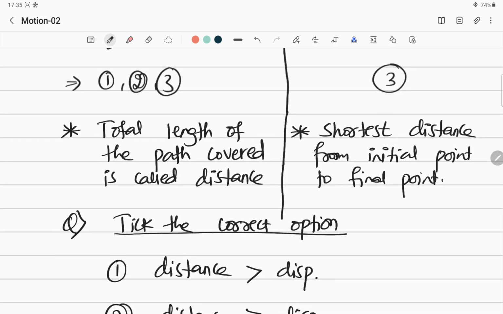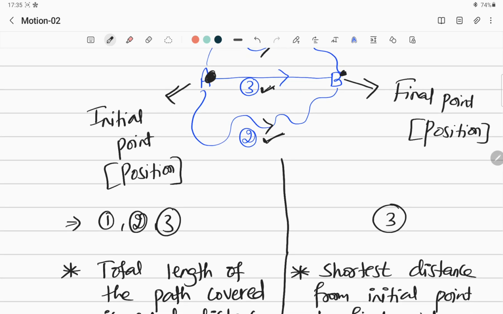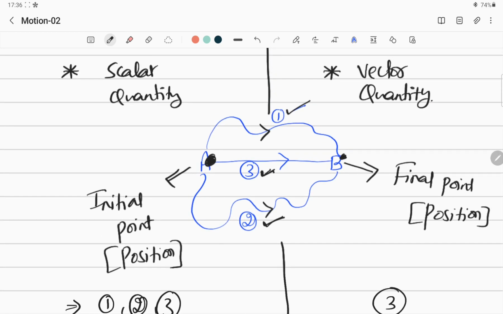Whatever this distance is there, look at this. First is also distance, second is also distance, third is also distance. So don't you think distance will be always larger? So this will be always large. Okay, and the displacement is always less. If you compare this first path, second path, and third path, always you will find out that displacement is the shorter path. Correct?